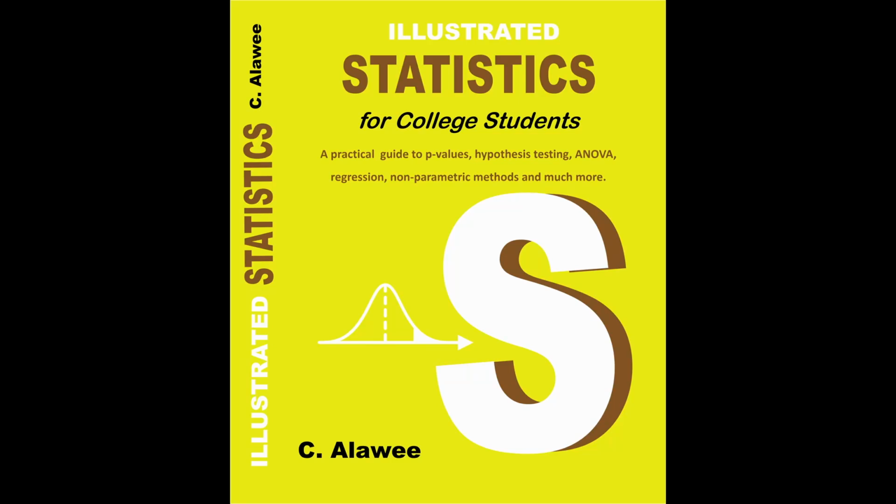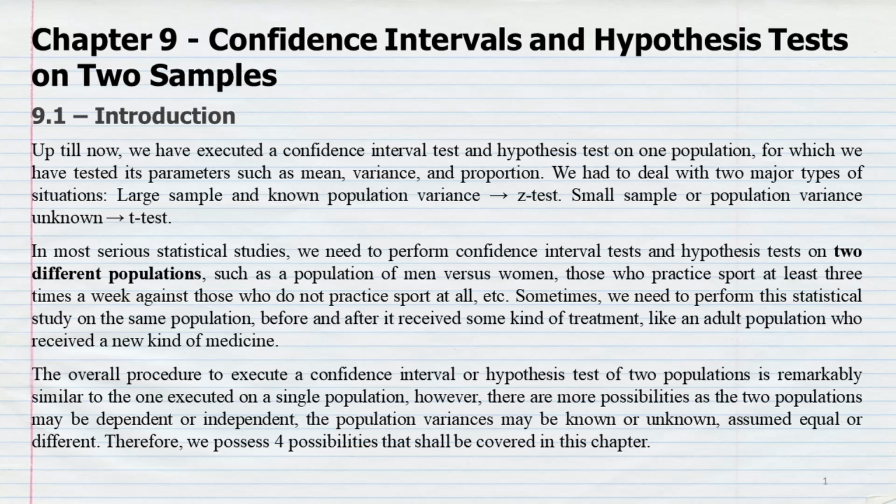Chapter 9, Confidence Intervals and Hypothesis Tests on Two Samples. 9.1, Introduction. Up till now, we have executed a confidence interval test and hypothesis test on one population, for which we have tested its parameters, such as mean, variance, and proportion.